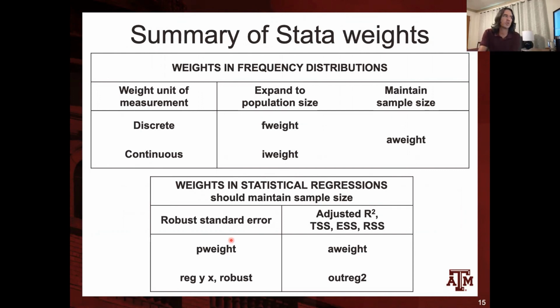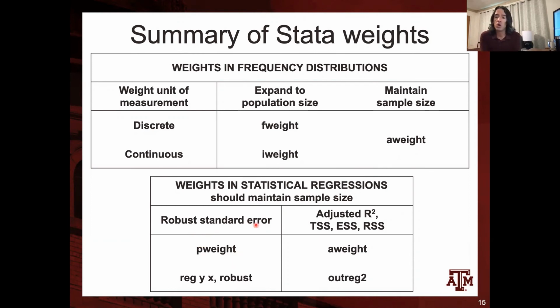If we want to do it for tables, to expand the population size, we can use fweight if my weight variable is discrete, and iweight if it's a continuous variable. If I want to maintain the sample size, I use aweight. And for statistical regressions, the best way is to use the pweight because it estimates robust standard errors.